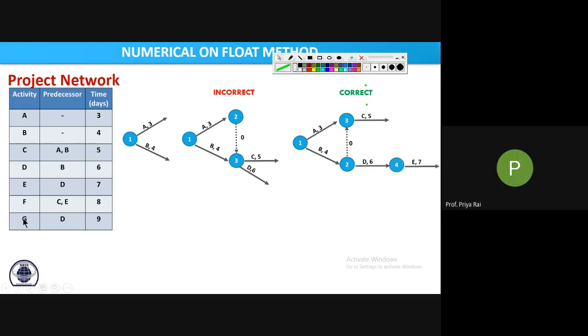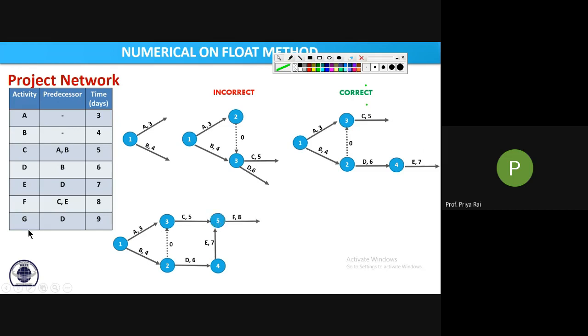Yes, ma'am. Now see, F will start from that event when your C and E are completed. E is here, C is here, so we will merge these two activities into some event, and from that event your F will start. So I have simply transferred this arrow from here to here. C and E will merge here, and from here your F will start.